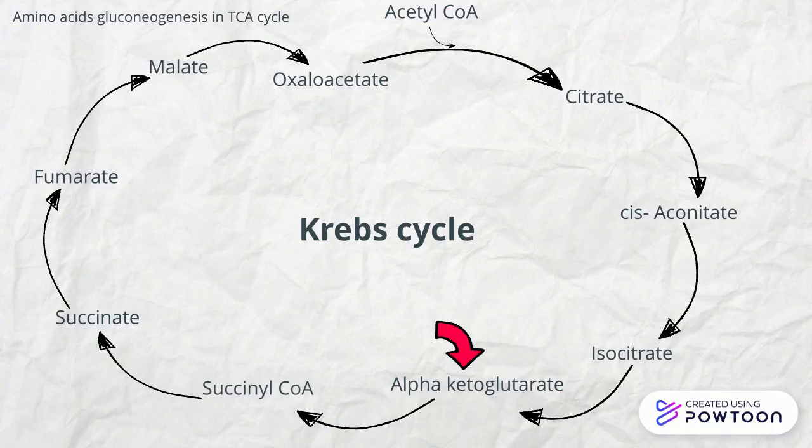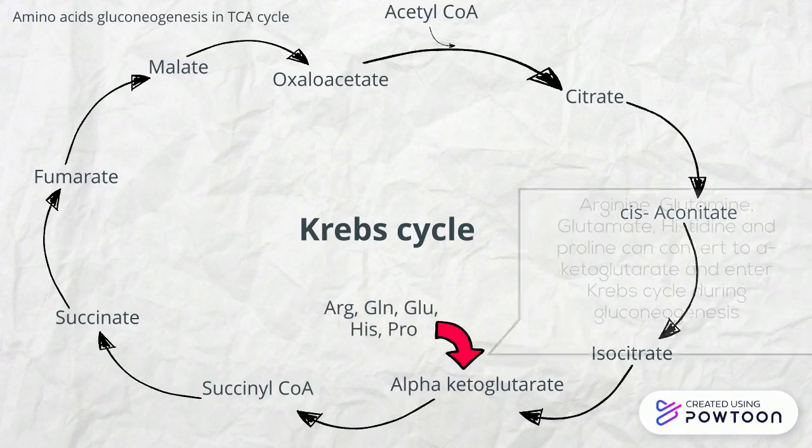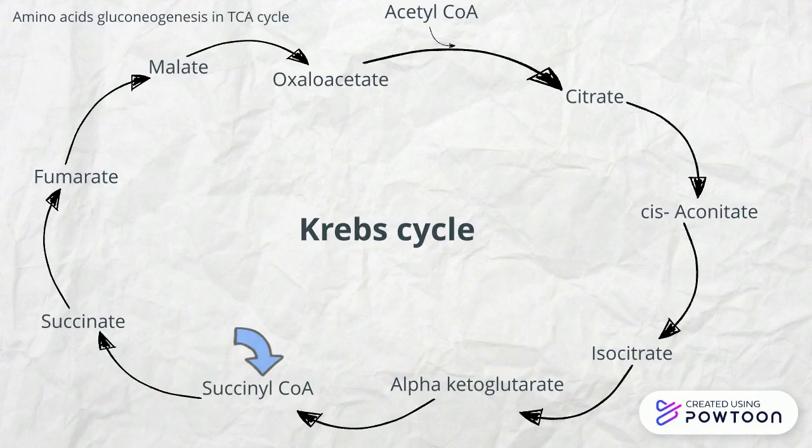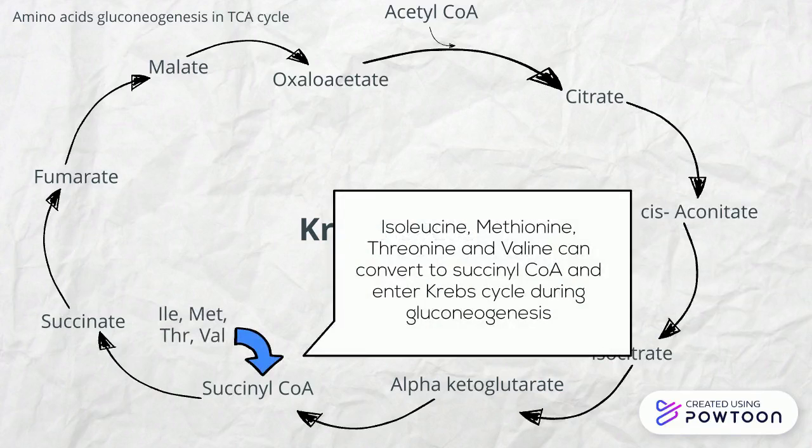Arginine, glutamine, glutamate, histidine, and proline can convert to alpha-ketoglutarate and enter the Krebs cycle. Isoleucine, methionine, threonine, and valine can convert to succinyl-CoA and enter the Krebs cycle.